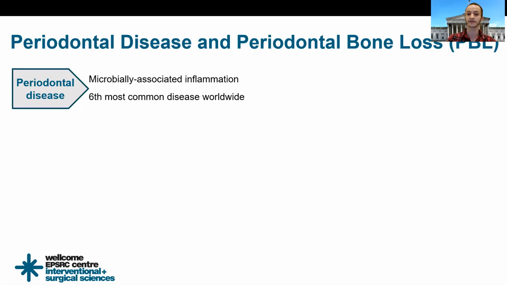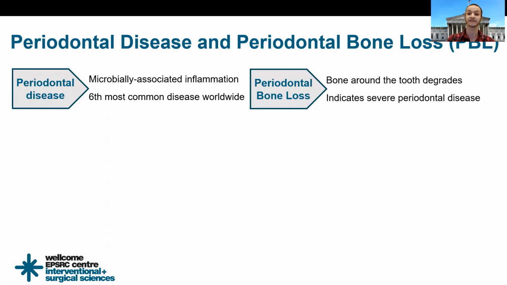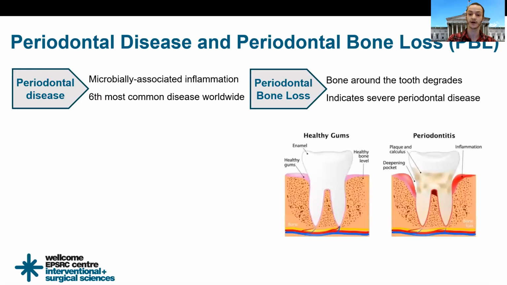Periodontal disease is a microbially associated inflammation, and it's currently the sixth most common disease worldwide. And periodontal bone loss indicates severe periodontal disease and is defined as the degradation of the bone surrounding the tooth. You can see this on the right-hand image here. You can see the bone loss as well as the inflammation too.